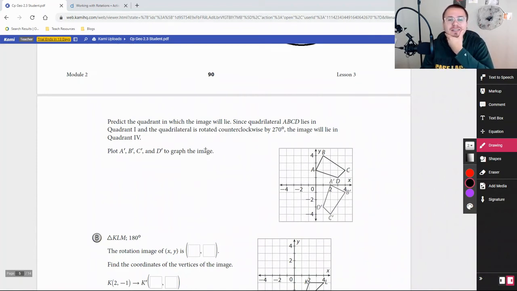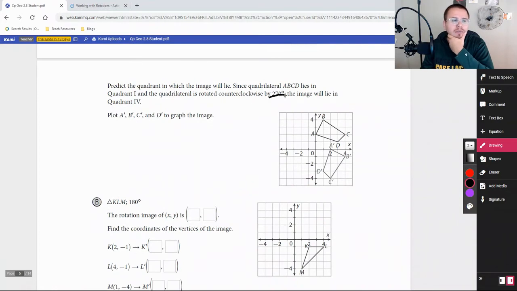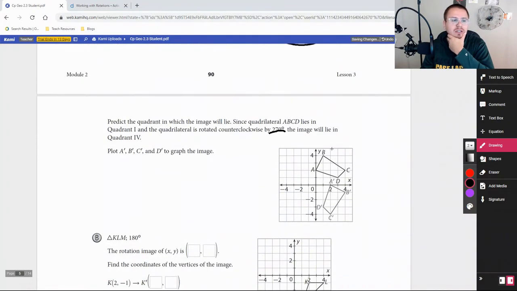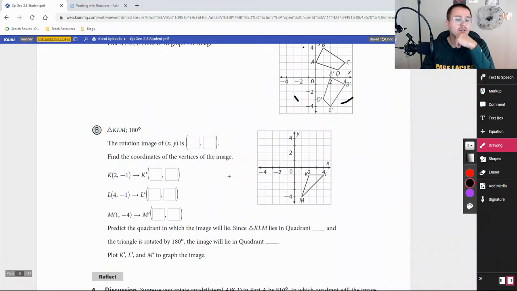So where does it start? Where will it go? Well, we know that because it's a 270-degree rotation, it would go to here for the 90, to here for the 180, to here for the 270. Boom. So you got a your turn.